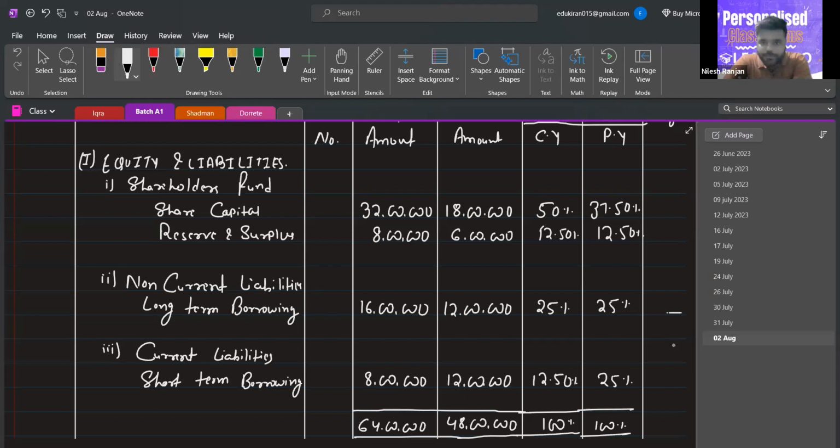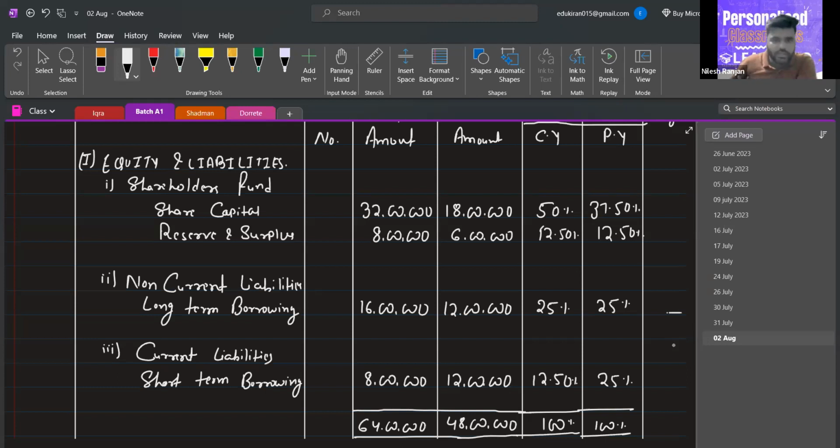It means now our capital structure is changed. In the previous year we had invested 50% of our money into the business. Now there is a decrease of 12.5% in share capital and an increase of 12.5% in short-term borrowing. So we can say that we have increased our short-term borrowing and decreased our share capital. Is this clear? Yes, sir.